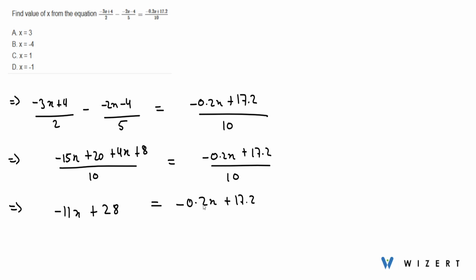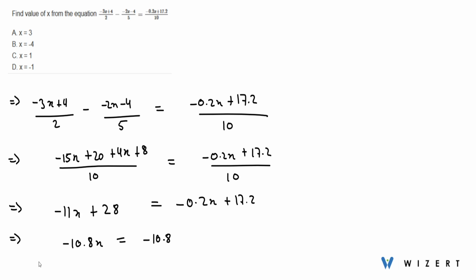Now shift minus of 0.2x to the left hand side, so it will become minus of 11x plus 0.2x, which will be equals minus of 10.8x, and shift 28 to the right hand side, so it will become minus of 28. So 17.2 minus of 28 will give us minus of 10.8.